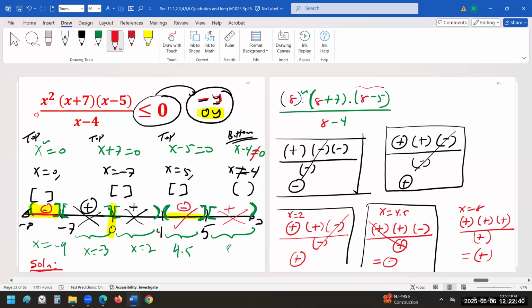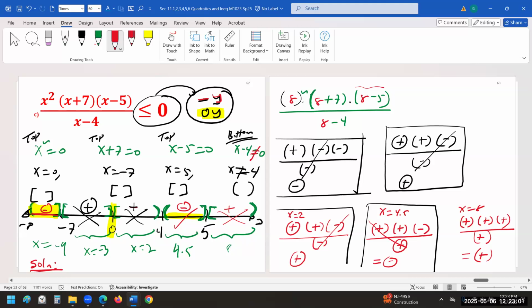If it's only less than 0, you're looking for only the negative. If it's only greater than, it's positive y. If it's greater than or equal to 0, it's positive y or 0 y. So see the three things I highlighted, these are our solution.